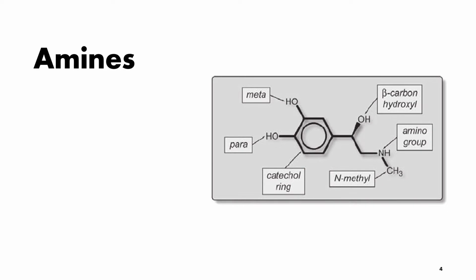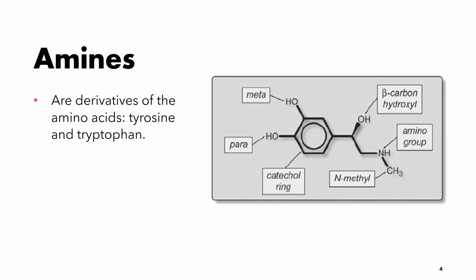The first classification of hormones based on their chemical nature are the amines. The amines are derivatives of the amino acids tyrosine and tryptophan. Examples of the amine hormones are the catecholamines, epinephrine and norepinephrine. The diagram shows the chemical structure of epinephrine, showing the amino group.